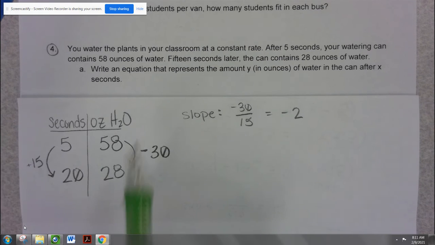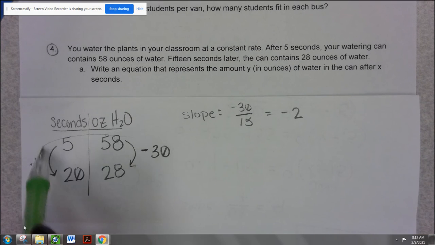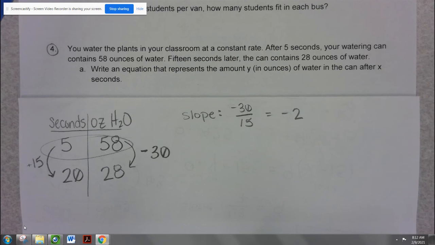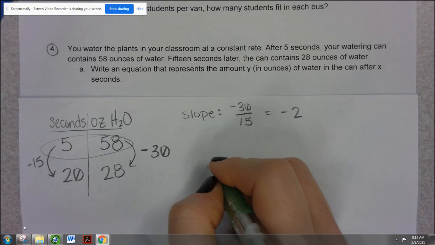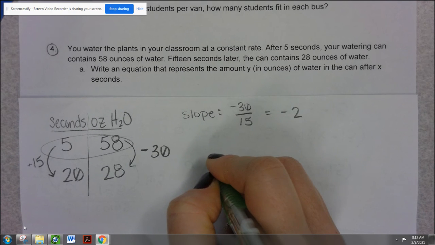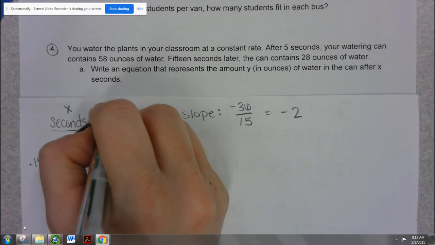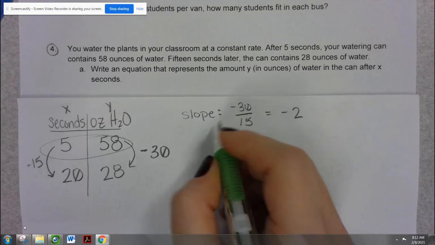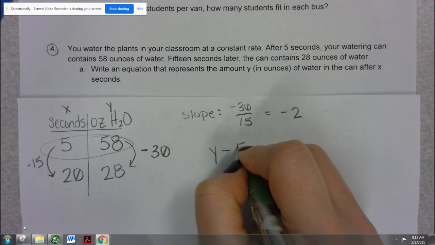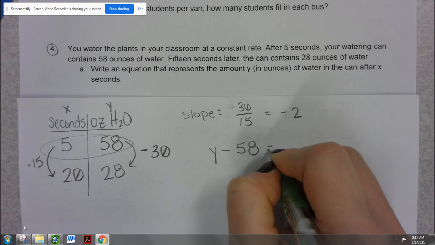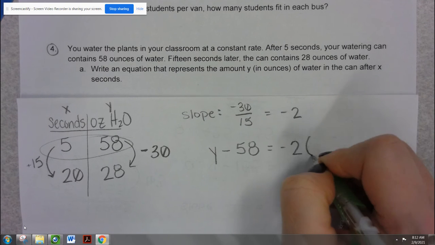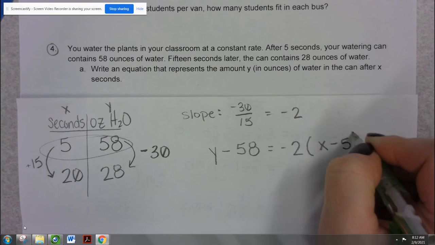That would be the statement that explains my slope in context. So since I have points and a slope, we're going to make point slope form. So this is x for seconds and y for ounces. So I have y minus 58 equals negative 2 times x minus 5.